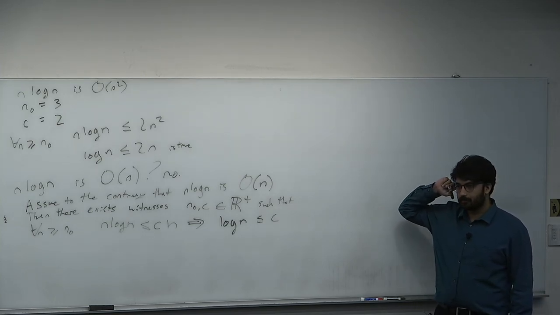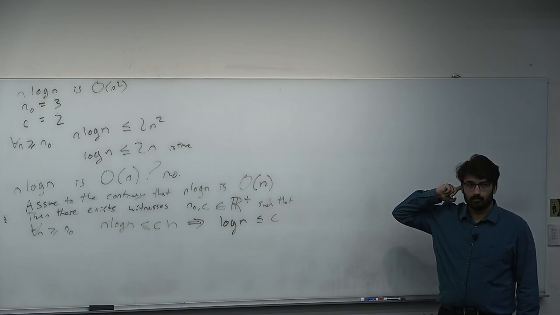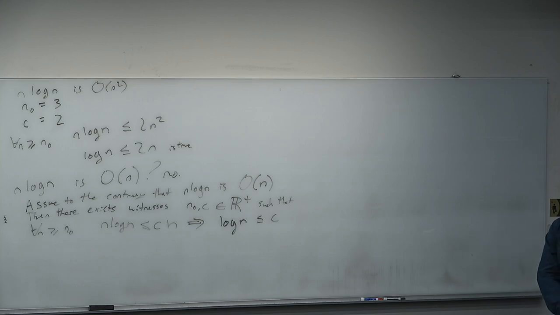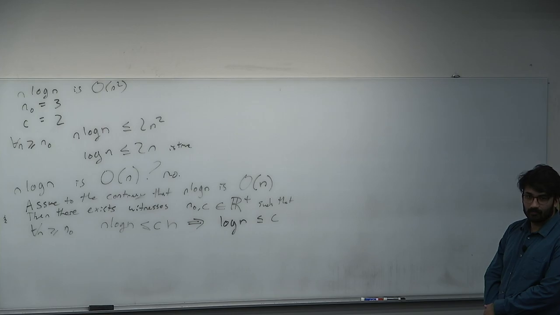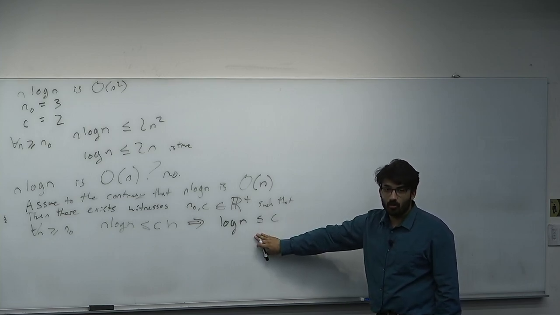What's our contradiction here? It may not be obvious to you, but I want to see if we observe it. There's a contradiction already on the board. Log n can infinitely increase, so there should be no c. c is a constant. c is bounded. c does not grow. Log n is always growing. It grows slow, but it grows.